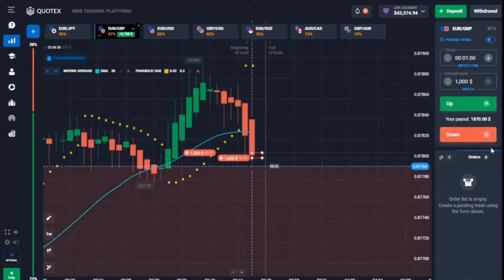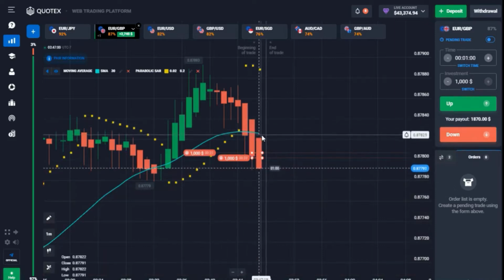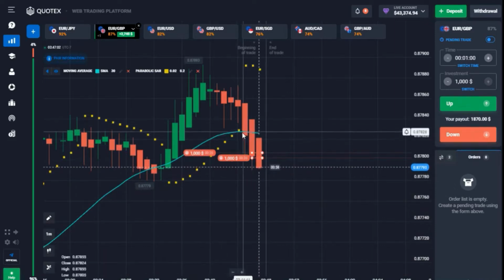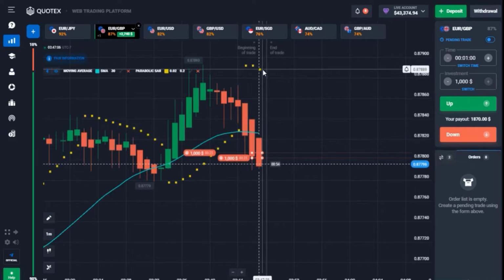If you are taking a down trade, the moving average must be above the candle, following the trend. What I mean by following the trend is that you should see it actually trying to follow the trend in combination with your parabolic SAR. As you can see, this is what I'm talking about.